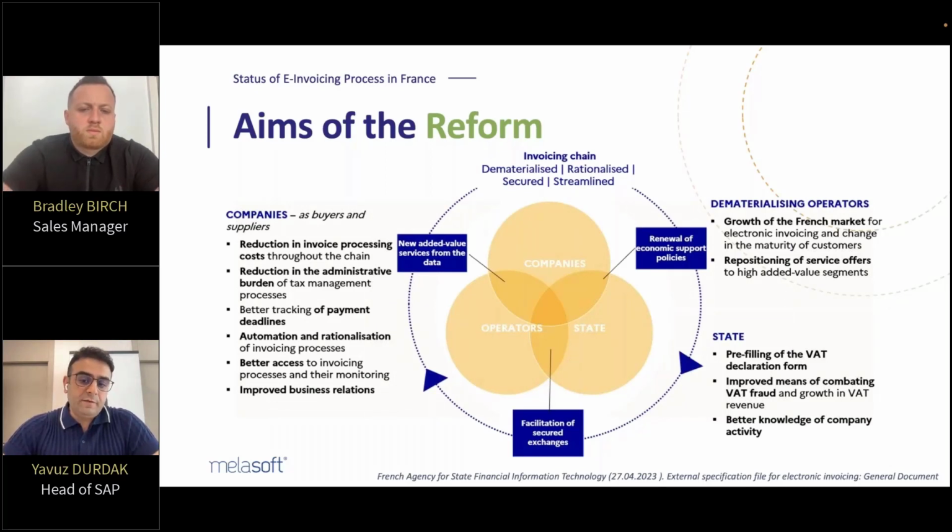Finally, from the state perspective, first of all, the VAT declaration will be much more efficient. VAT fraud rates will be decreased because all of the processes will be monitored closely, and also the government will have a better knowledge about the company activities. So the new reform provides advantages for all of the parties involved in the process.